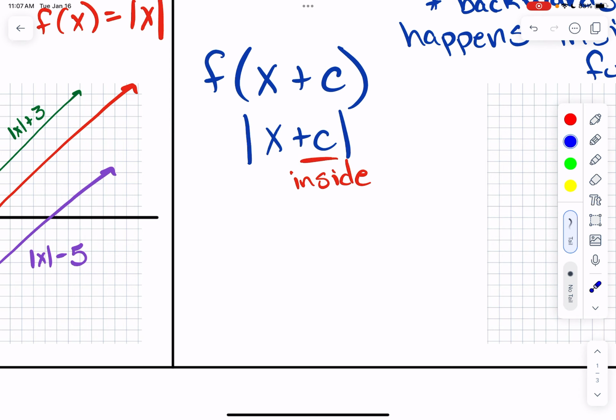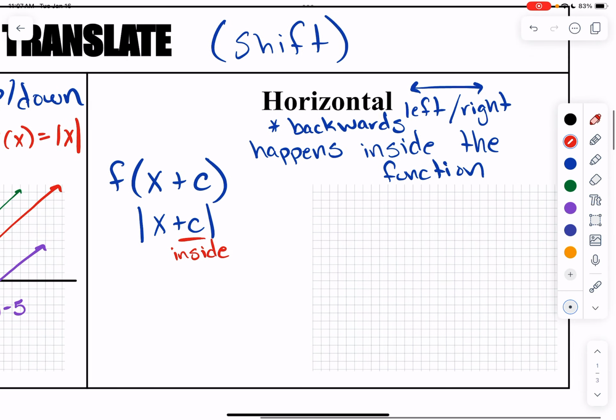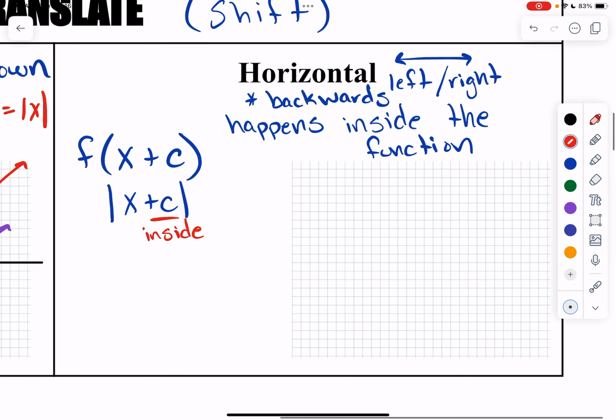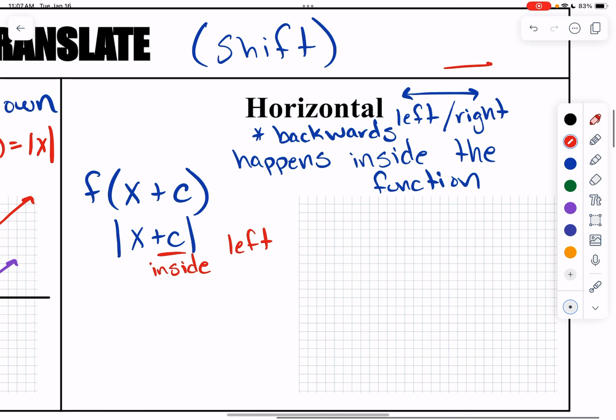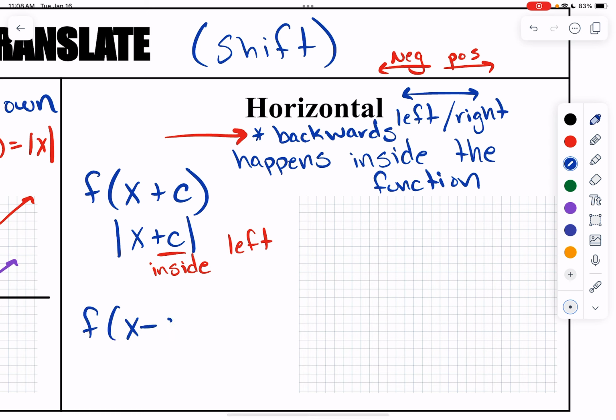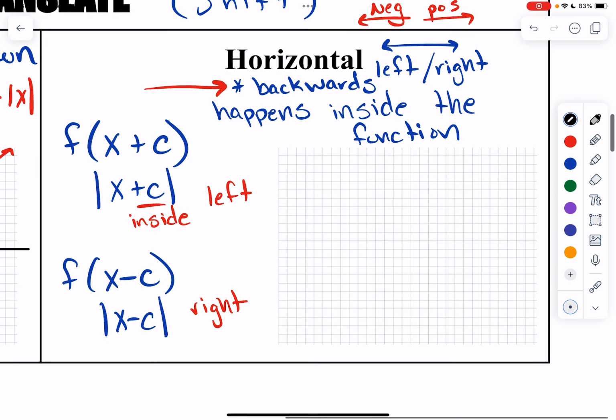So we would think if I put it inside there, plus c is going to move it to the right. Horizontal works backwards. If I add c inside of there, it's actually going to move it left. We normally know on a standard number line, right is positive and left is usually negative. But again, horizontal works backwards. So adding a c inside of there is actually going to move it to the left, c units. Whereas f of x minus c, absolute value of x minus c, is actually going to move it to the right.